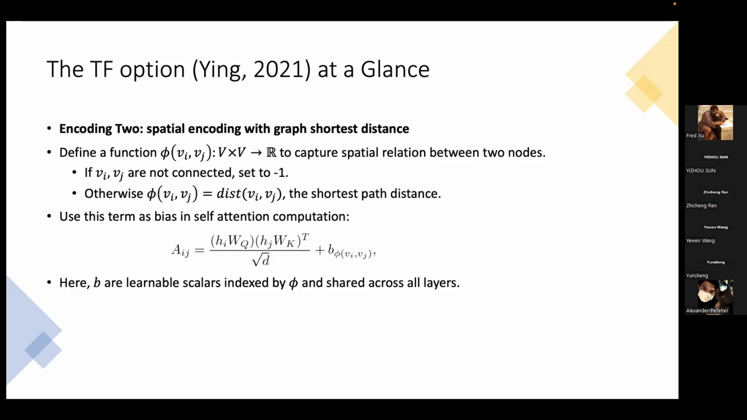And then they want to use the graph shortest distance to assign some additional terms in their attention matrix. The way they do it is they use the shortest distance between two nodes as an additional feature. And then they add a learnable bias that's indexed by this number, and they add it into their attention computation.